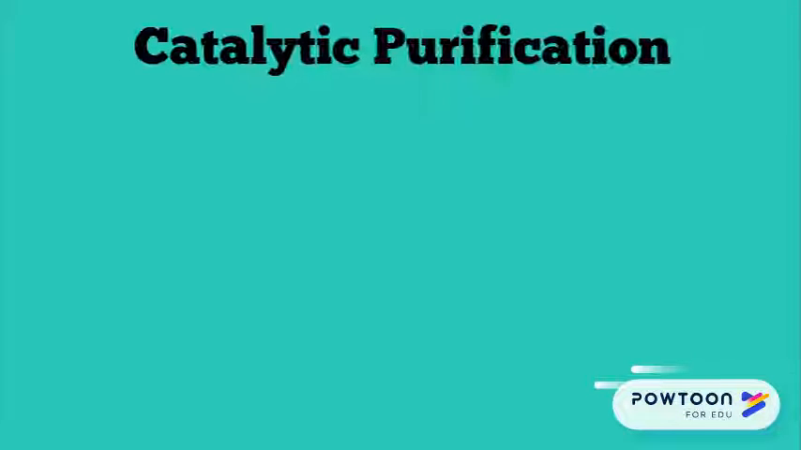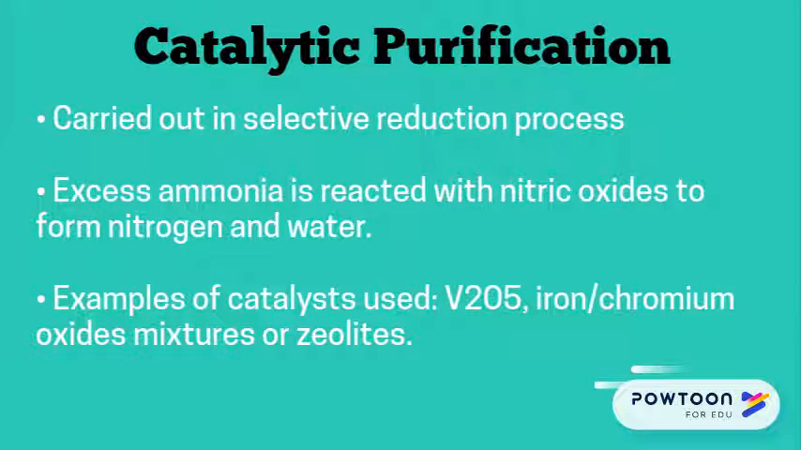On the other hand, in catalytic purification method, the nitric oxide produced is reacted with excess ammonia to form nitrogen and water. For this purpose, catalysts are used. Examples of catalysts used are vanadium pentoxide, iron chromium oxide mixture, or zeolite.